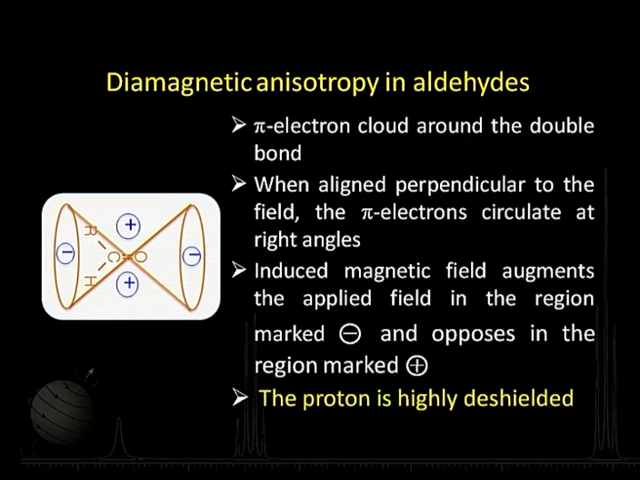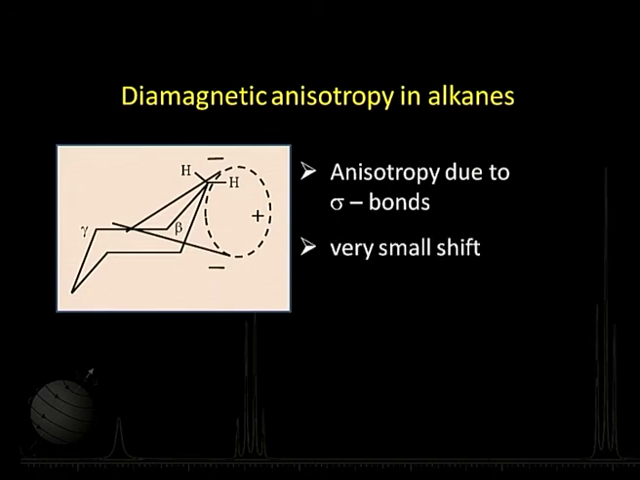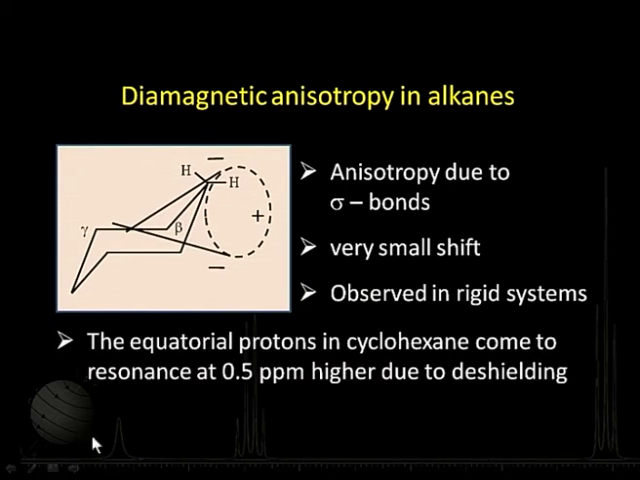There is another class of molecules which shows anisotropy, that is alkanes, which is not expected, but they do show it. This is not observed in all kinds of molecules, but in the ones where some kind of rigidity comes into the picture. This anisotropy due to sigma bonds is a very, very small minor effect, not as significant as the other anisotropies we discussed. And it is observed only in rigid systems. In the case of cyclohexane in the chair form as shown here, the equatorial protons, which are in the deshielding region, come to resonance at about 0.5 ppm higher than the axial proton.